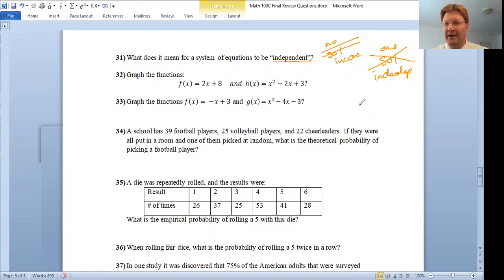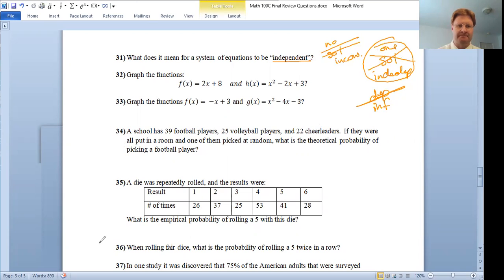Also, these two lines are considered independent of each other. And then you could have a line where the next line is right on top of that line. And this is called a dependent one, and this has infinite solutions. So this is the one we're talking about. Independent means that there is exactly one solution and that the two lines, the graphs, will cross.